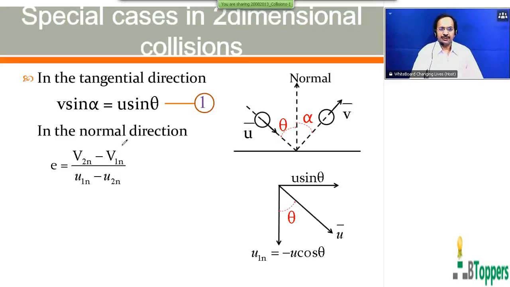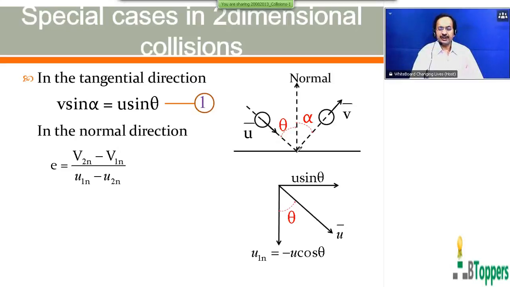V1n and V2n denote the components of the final velocities of M1 and M2 in the normal direction just after collision. Here the ball is the first body, and the smooth plane or fixed plane with which the ball collides we consider as the second body.